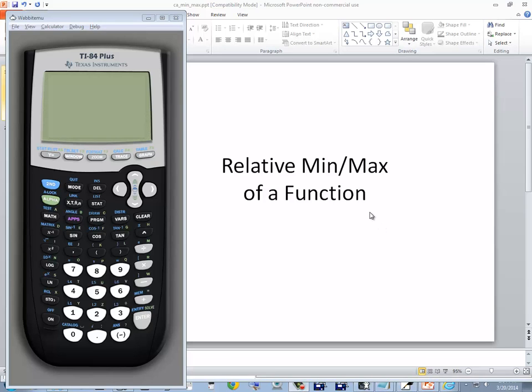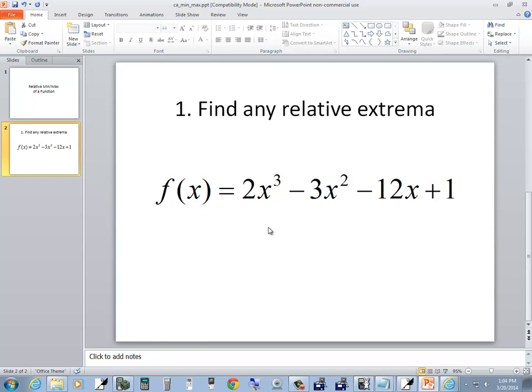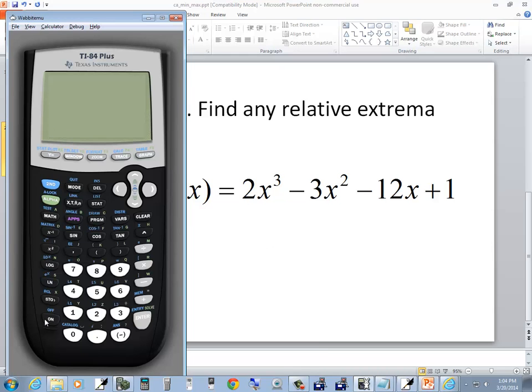Take a look at finding the relative min/max of a function on a TI-84 Plus calculator. Now we're specifically going to look at this one. It says extrema. That means relative mins and relative maxes. So I'm going to press my Y= and clear. I want to type this in.